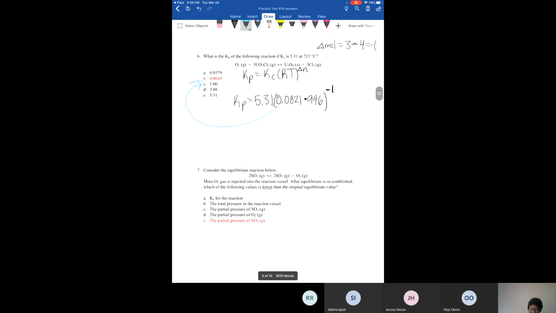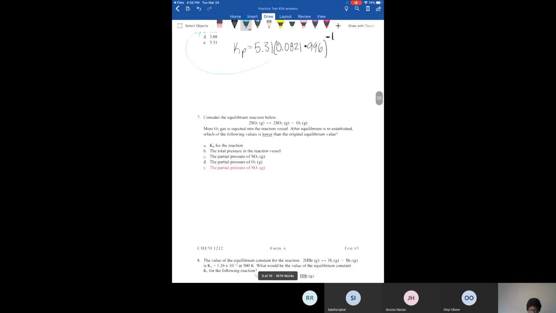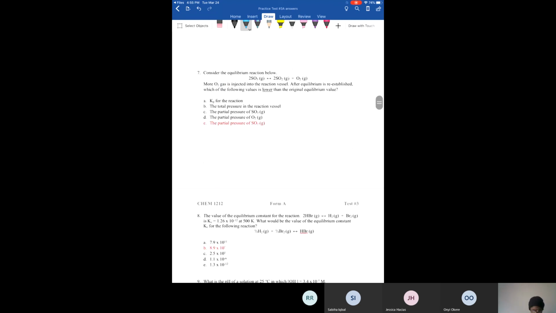All right. So hopefully that answered your question. So for question 7, consider the equilibrium reaction below. More O2 gas is injected into the reaction vessel after equilibrium is reestablished. Which of the following values is lower than the original equilibrium value?